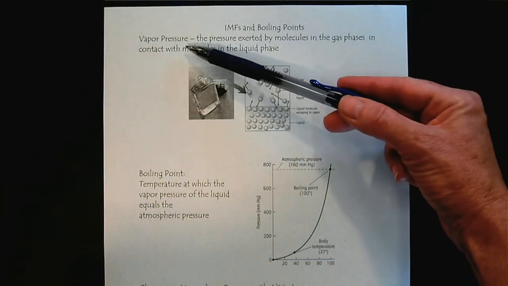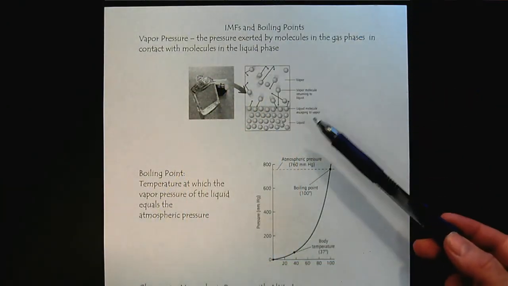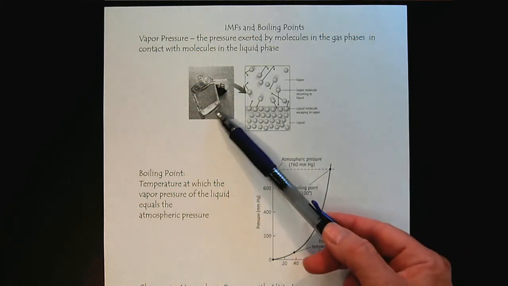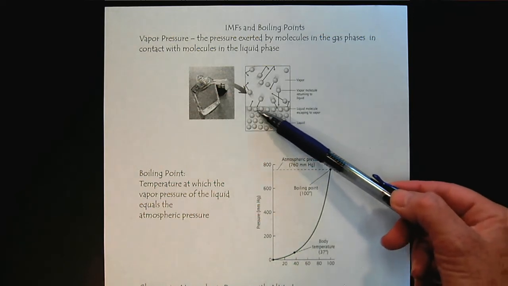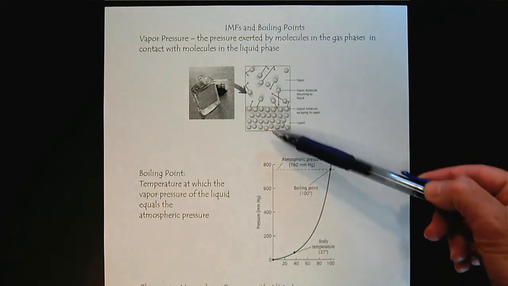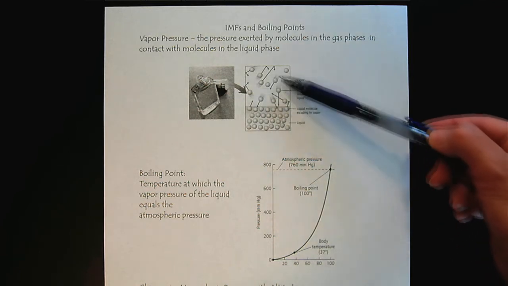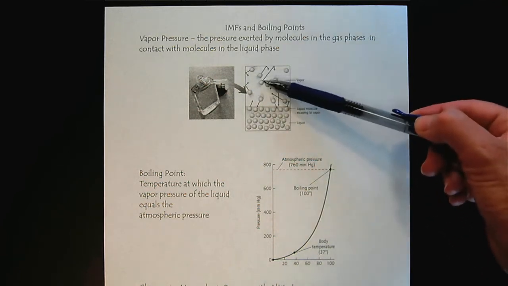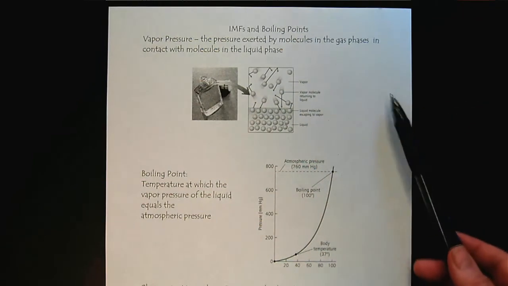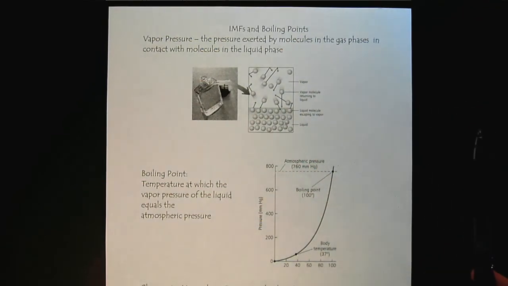We want to understand the concept of vapor pressure. Vapor pressure is the pressure exerted by molecules in gas phases in contact with molecules in the liquid phase. So here's an example with perfume. We can see the circles representing the molecules in the liquid phase and then in the gas phase. And so this is the vapor pressure here, represented as the gas phase molecules are hitting the walls of the container, creating a pressure force.